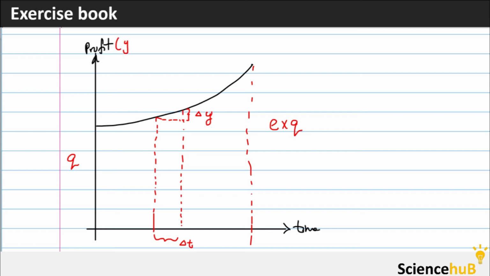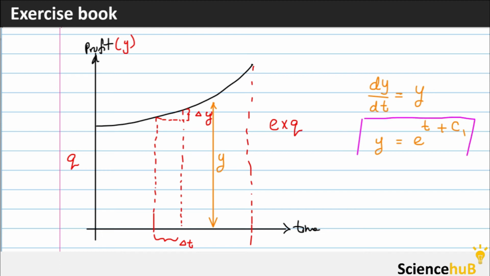Let's take profit to be Y, and delta Y divided by delta T is equal to the value it has. It is Y. The rate of change is equal to Y. We know that the answer for this is Y is equal to E to the power T plus C1, where C1 is a constant. This is from solving differential equations, since this is a differential equation.